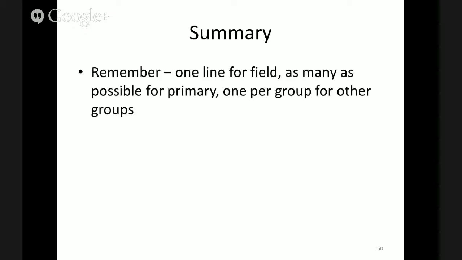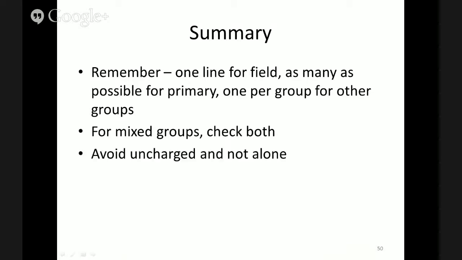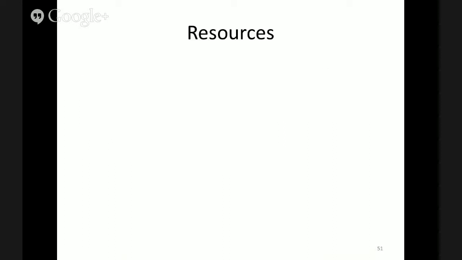All right, so, summary. Remember, one line for field, as many as possible for the primary, and one per group for all of the other groups. That's a really important formula, because I see people screwing this up a lot, either because they stick all the primary stuff on one line, which is not wrong, it's just not going to eliminate as many items. Or they use multiple lines for a secondary group or a tertiary group, and that is wrong, because you will miss conflicts that way. And for mixed groups, you've got to check both, avoid uncharged and not alone, and that's about it.